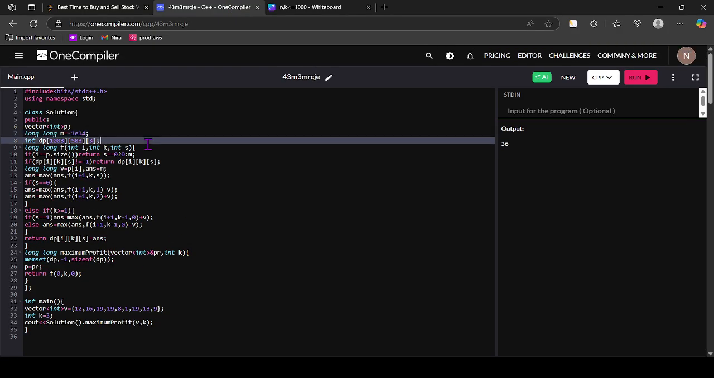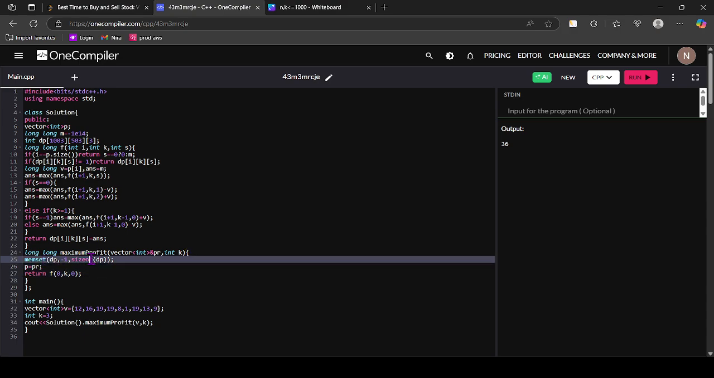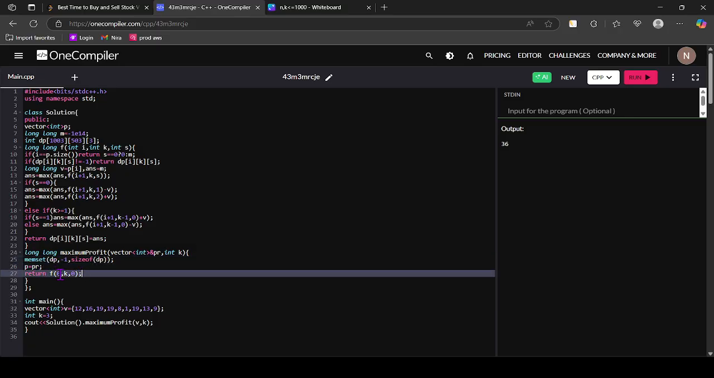So this is the main function. We are memsetting the dp with -1, so we are filling all with -1. So if the value is -1, it is not computed yet, so compute now. If it is not -1, it means that we already found this value, so simply return this. And we are making a global vector and returning f of 0 comma k comma 0. So starting from index 0, we have k transactions to do and status is 0 because initially we did not buy or sell anything. And what is the function?